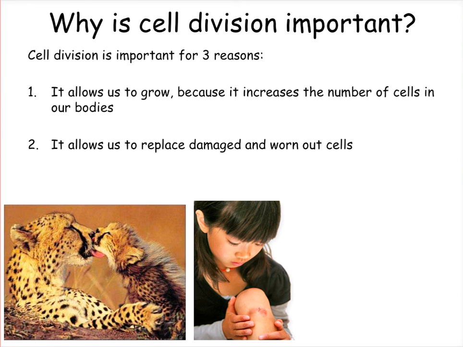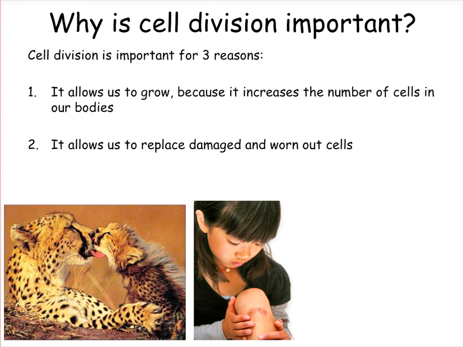When you injure yourself, what you've done is you've damaged and killed the cells in the area of the injury. In order for you to heal, you must replace the cells that were damaged. Otherwise, you'd spend the rest of your life with an open wound. Fortunately, because of cell division, you are able to make new cells to replace the damaged ones.